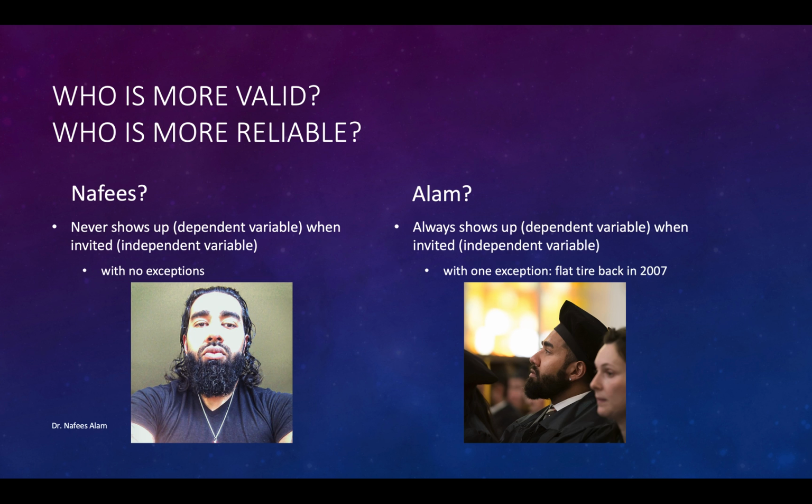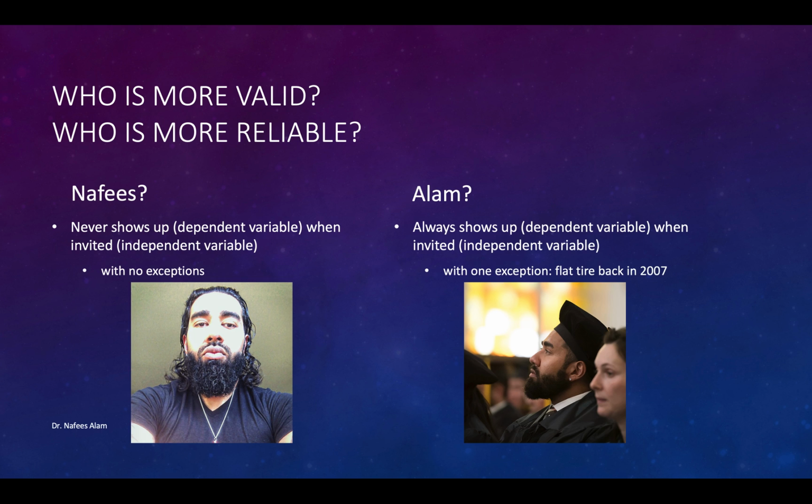So with these two friends of yours, who is the more valid friend and who is the more reliable friend? Now, let's look at this in the context of science, right? So which friend gives you the desired or expected dependent variable response when the independent variable is manipulated? So in layman's terms, who shows up when you ask them to show up? Nafees doesn't, because he never shows up when you invite him to show up. Alam always shows up when you invite him to show up, minus that one time in 2007.